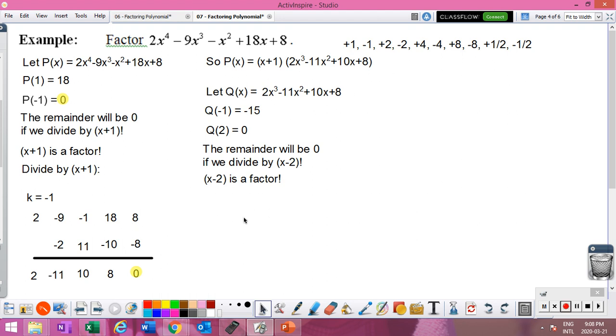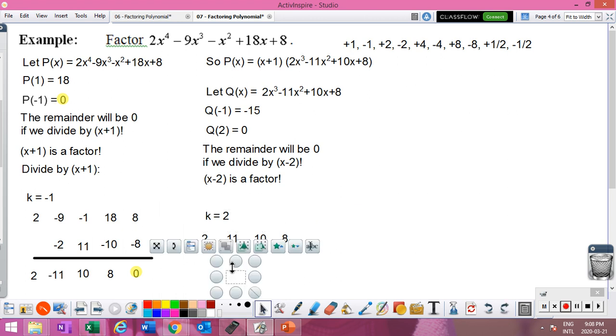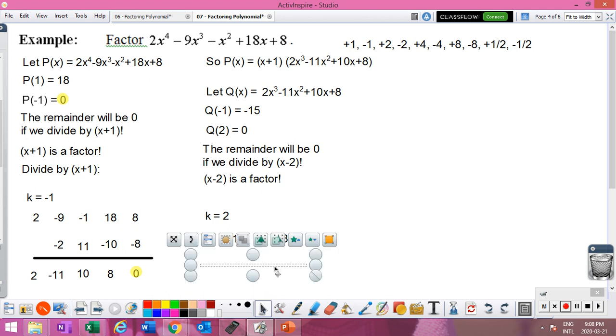So here we go. Synthetic division again. A little faster this time. My k value here is positive 2. X minus 2 is a factor. That means my k value is positive 2. Write down all those coefficients: 2, -11, 10, and 8. Find my line here. There he is. Okay, synthetic division procedure.